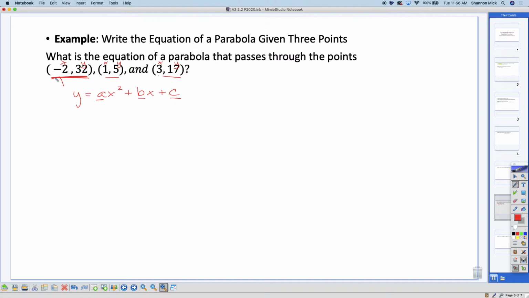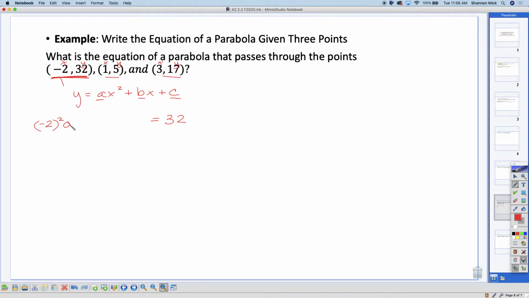So in my first case, right here, what is my Y? 32. So 32 equals, because the equals is always on the right-hand side, ax squared. Do I know x? Yeah, it's -2. So I have -2 squared times A. A is our variable, so it should go in the back. That's what we're trying to figure out, A, B, and C.